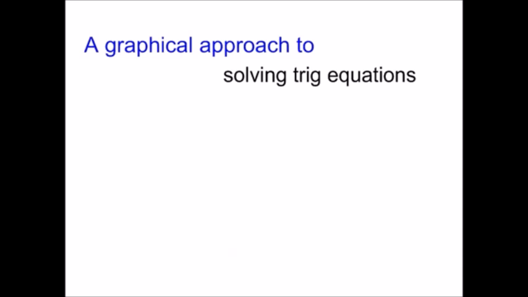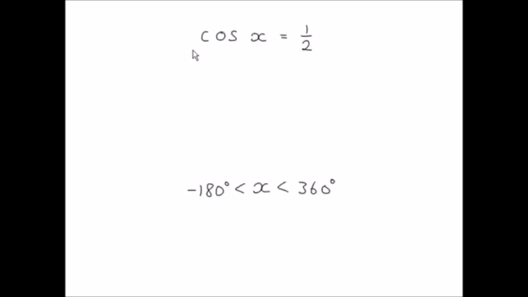A graphical approach to solving trig equations. Let's say we're trying to solve this equation here, that cos x is equal to 1/2, and we're only interested in those values of x which are in this range here, -180 degrees to 360 degrees. So on the same graph I'm going to sketch y equals cos x and y equals 1/2. Y equals 1/2 is just the horizontal line going through the y-coordinate 1/2.